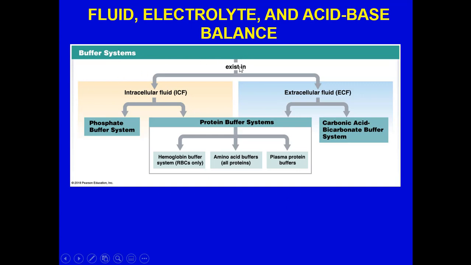Now, here we talked about buffering systems, intracellular fluid, phosphate buffering system, but also what plays a role is the protein buffering systems, which basically span the gap between ICF and ECF. They can work at both, all right? And there's three different types of the protein buffer systems: the hemoglobin buffer system, the amino acid buffer system, and the plasma protein buffers. Then we have the extracellular fluid, and you also have the carbonic acid bicarbonate buffer system.